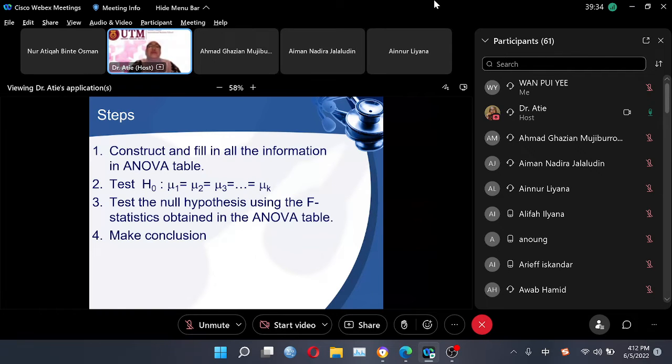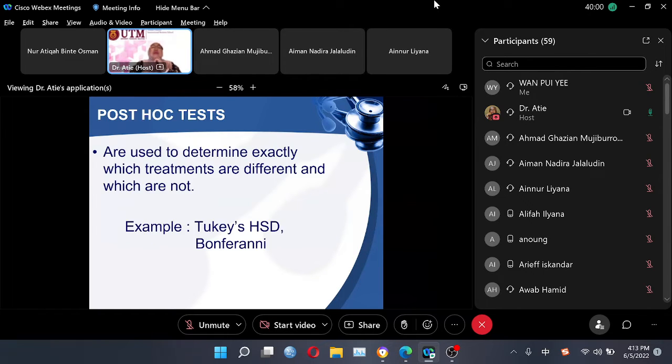First, we need to construct all the information in the ANOVA table, and then we need to check the equality of variances first, and only then can we check the equality of means. And then test the null hypothesis using the F statistic obtained in the ANOVA table, and then we need to make a conclusion. Okay.